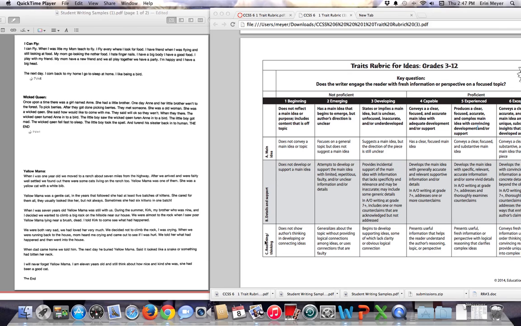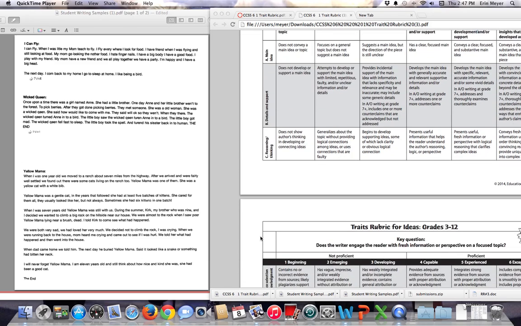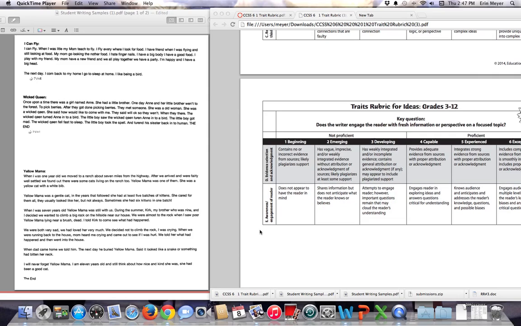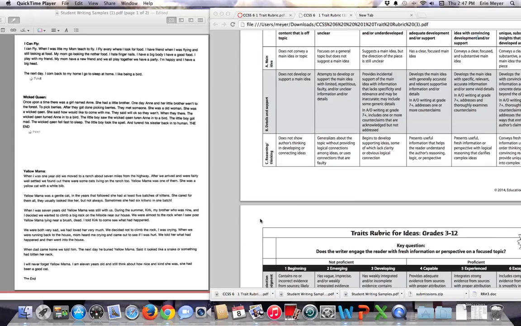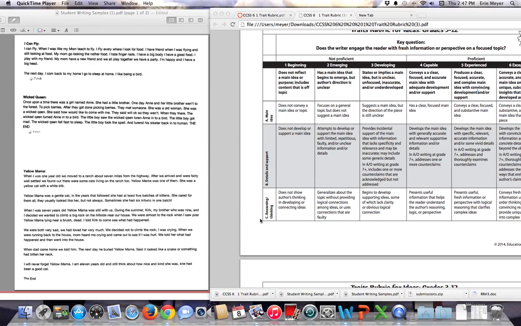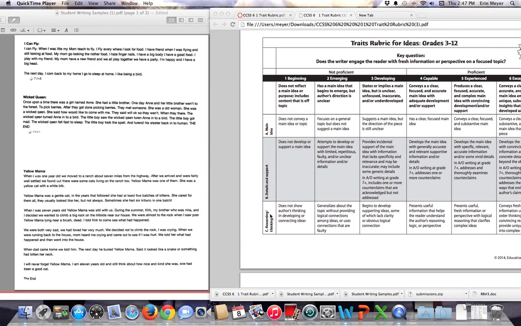So you'll see support, reasoning, and thinking, followed by the next side, which is evidence and selection, and then awareness and engagement of a reader. So I'm going to go ahead and begin with looking at my key essential question for the trait of ideas. Does the writer engage the reader with fresh information or perspective on a focused topic?